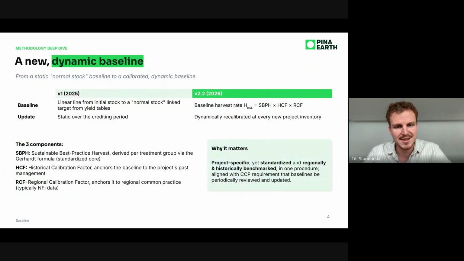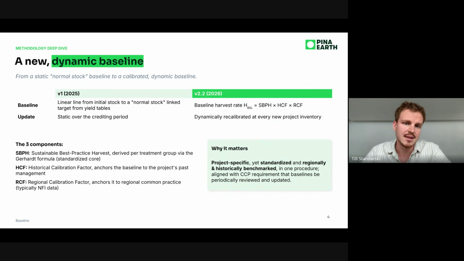I'll jump right into the juicy part, the core of every IFM methodology, the baseline. Some of you might remember in version 1 that we introduced last year, we still had a static approach, a stock level that the forest owner had to commit to for the entirety of the project duration that was static for the entire period. And now we changed that to a more harvest-based approach that is also dynamic. So we rebuilt it with every new project inventory that we have, and that is also calibrated based on historical data and also regional data.